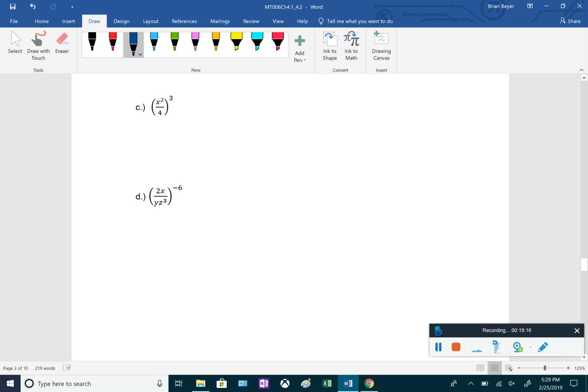Next, we have x squared over 4 all cubed. So giving the numerator an exponent of 3 as well as the denominator. X squared cubed, power to a power, we multiply and get x to the 6th. And then 4 cubed is 64.